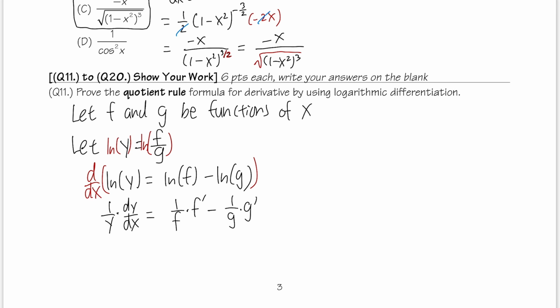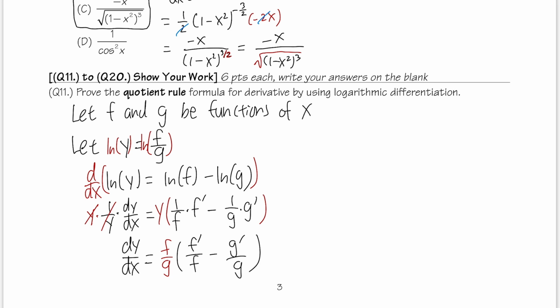Good, now we are going to multiply y on both sides, so that this and that cancel, and we also multiply y on both sides like this. Have a look, we get dy dx equals, what's y? Y is f over g, so let's put that down. And then for the inside, we have f prime over f minus g prime over g. Okay, that's not the formula that we know though, so what can we do?